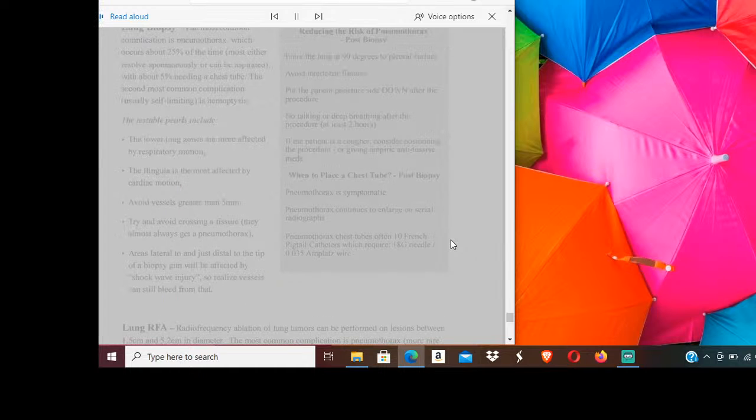Reducing the risk of pneumothorax post-biopsy. Enter the lung at 90 degrees to the pleural surface. Avoid interlobar fissures. Put the patient puncture side down after the procedure. No talking or deep breathing after the procedure, at least 2 hours. If the patient is a cougher, consider postponing the procedure, or giving empiric antitussive meds.